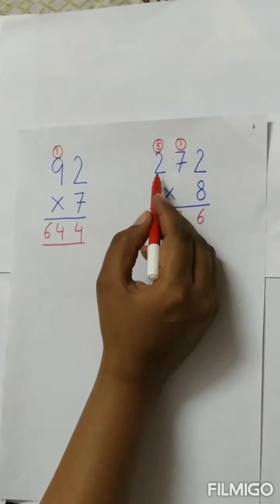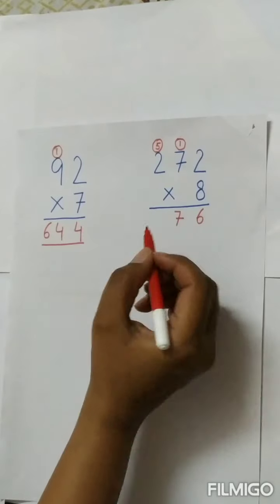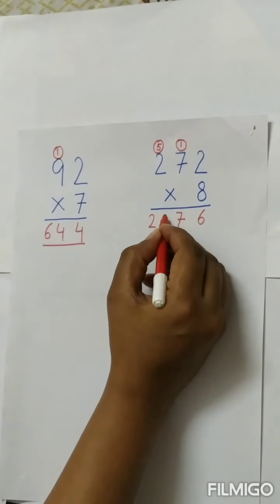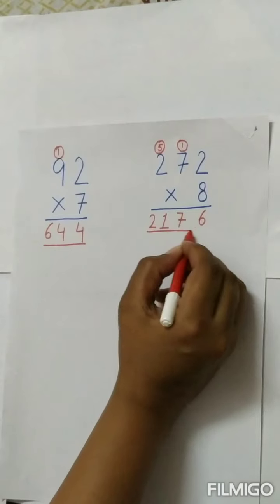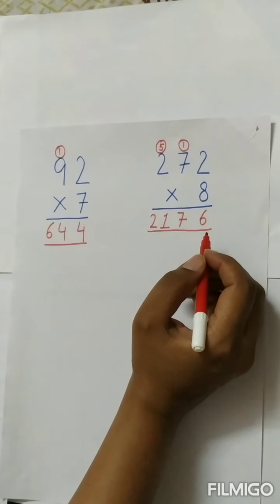So 5 will be carried over and 7 will be here. Fine. Then 8 twos is 16. 16 plus 5 is 21. So our answer is 2176.